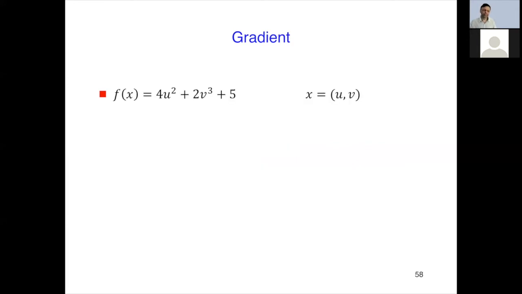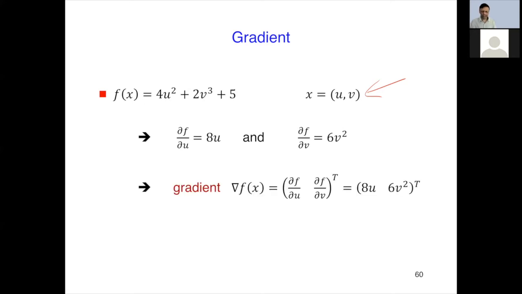Here is a very simple example of computing gradients. In this example, let's suppose a vector x consists of two elements u and v, and the function is 4u squared plus 2v cubed plus 5. To find the gradient, we first take partial derivatives of the function with respect to u and v, and those partial derivatives are shown here. And then the gradient is simply a vector that contains these two partial derivatives, del f over del u and del f over del v. And this is the gradient that we obtained at point x equal to u comma v.